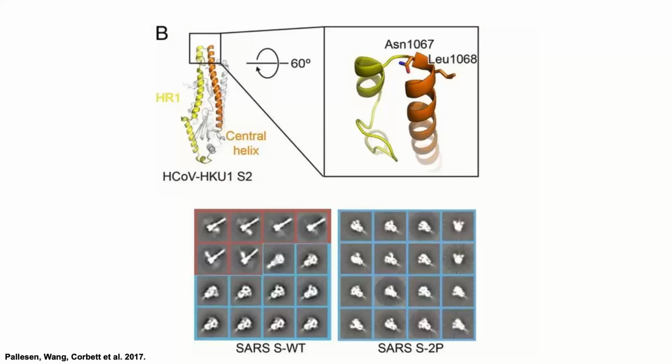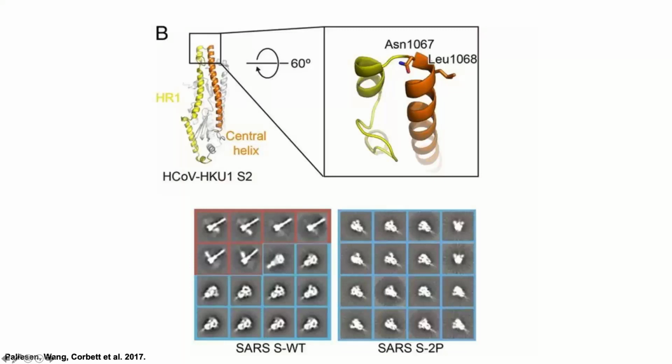And they identified a segment with a flexible loop between two helices. Now what's important about this loop is that in the pre-fusion conformation, as it's shown up here in figure B, this loop is connecting two separate helices. But when the spike refolds into the post-fusion conformation, these helices combine into one long helix.